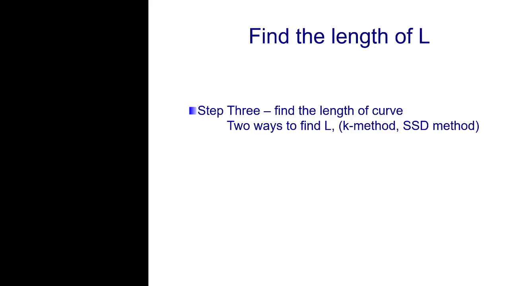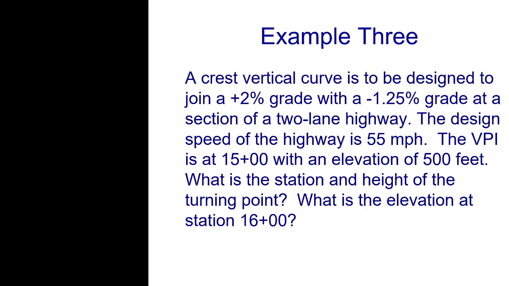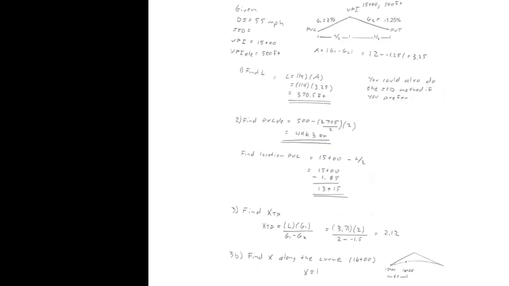Find the length. Sometimes they will ask you to find the length of the curve. Step 3, find the length of the curve. There are 2 ways to find L. K method, SSD method. A crest curve is to be designed to join a 2% grade with a minus 1.25% grade on a 2-lane highway. The design speed of the highway is 55 miles an hour. The VPI is at 15 plus 00 with an elevation of 500 feet. What is the station of the turning point and what is the elevation?